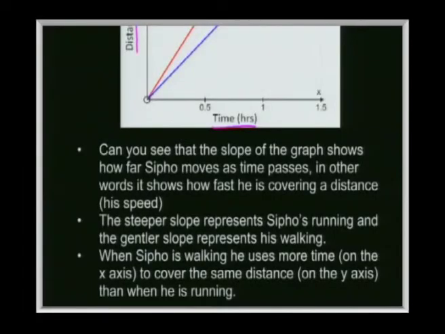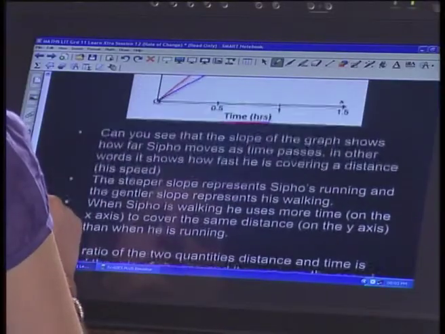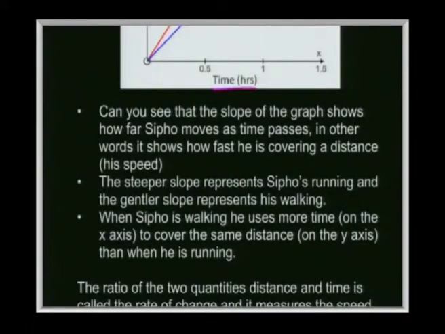So let's have a look at this. Can you see that the slope of the graph shows how fast Sipho moves as time passes? In other words, it shows how fast he is covering a distance. I'm sure you've noticed that one of these lines represents his walking speed and the other line shows his running speed. Can you tell me which one it is? We're going to get there. The steeper slope represents Sipho's running speed, and the gentle slope represents him walking. Can you figure out why?